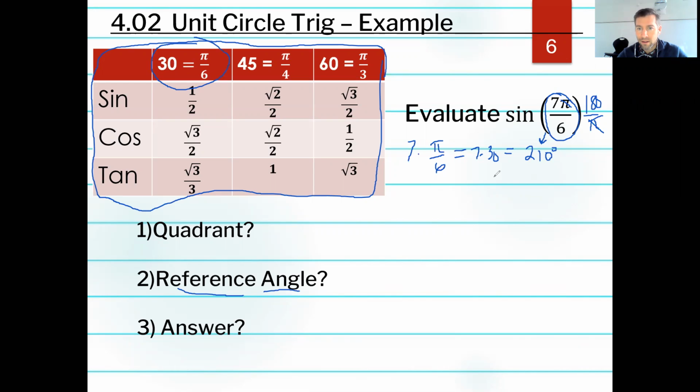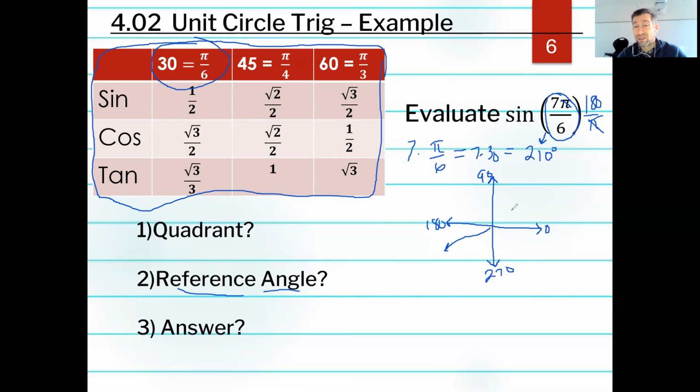Why that's helpful is I can now visualize which quadrant this is in without having to use common denominators and setting up a whole bunch of fractions. So 210, let's see, it's not between 90 and 180. It's between 180 and 270. So that's going to be down in this third quadrant over here.